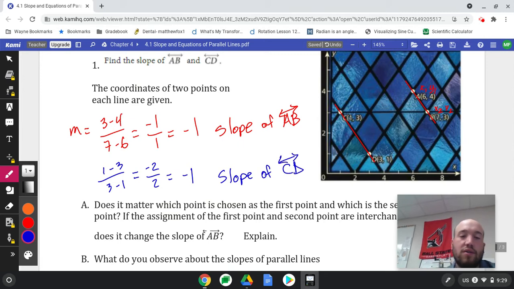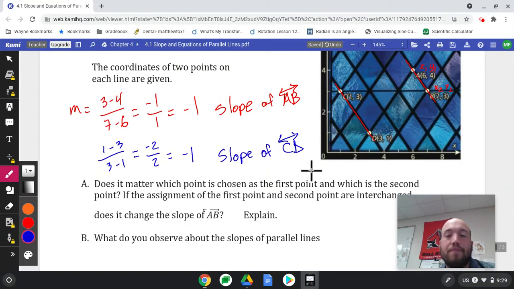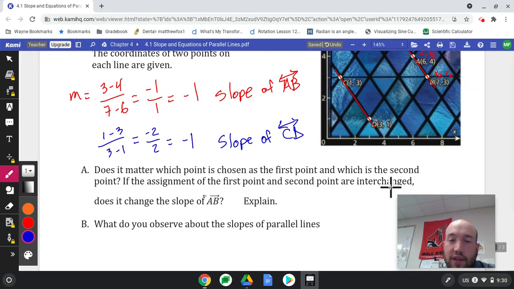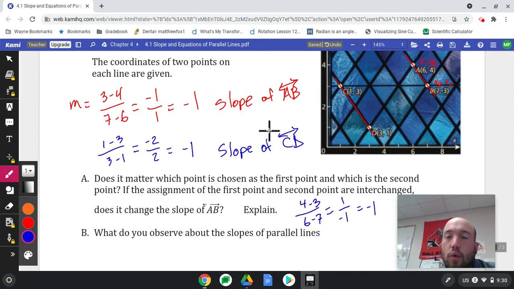My first question, though, is do you think it matters what order we put those points into? And if you're not sure, let's try it. So here we said this was x1, y1, this was x2, y2. What if we had it the other way around? Instead of it being 3 minus 4, it would be 4 minus 3. Instead of 7 minus 6, it'd be 6 minus 7. 4 minus 3 is 1 over 6 minus 7 is negative 1. We still get negative 1, the same slope. So as you can see, the order does not matter.